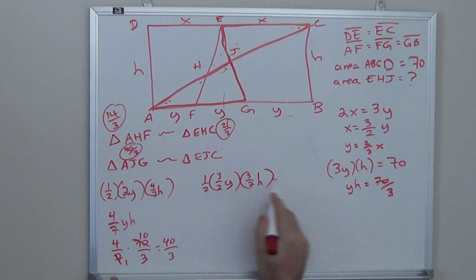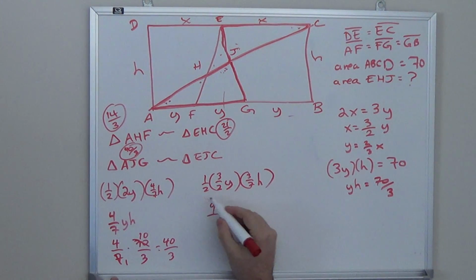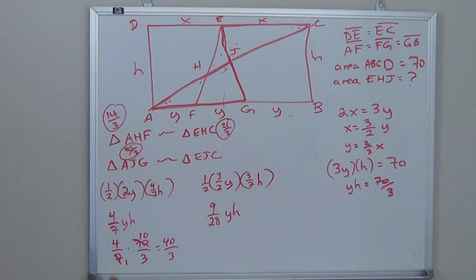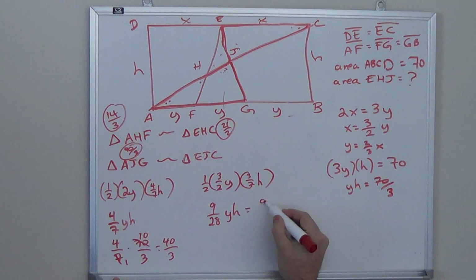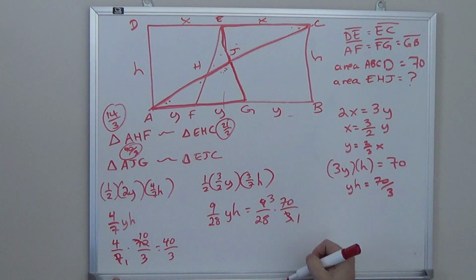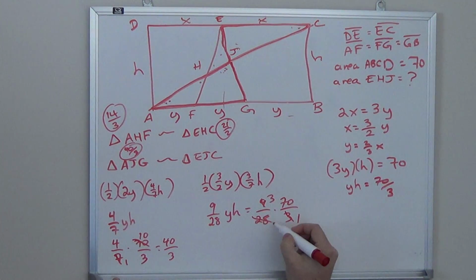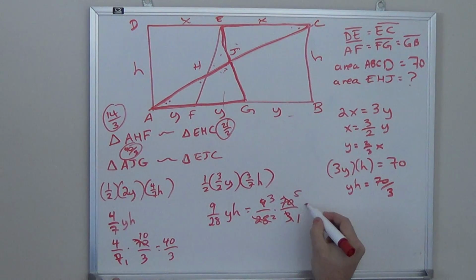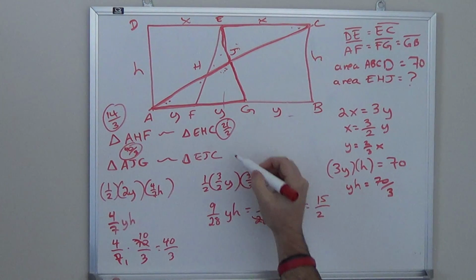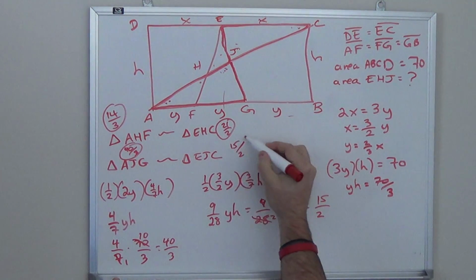So let's see. Clean that up across. That's 9. 2 times 2 is 4. Times 7 is 28. It's 9/28 yh. But again, yh is 70 over 3. So that's 9 over 28 times 70 over 3. Right, that's 1. That's 3. I think I can take a 14 out of there. That's 2. That's 5. So that's 15 halves now. So this sucker is 15 halves.